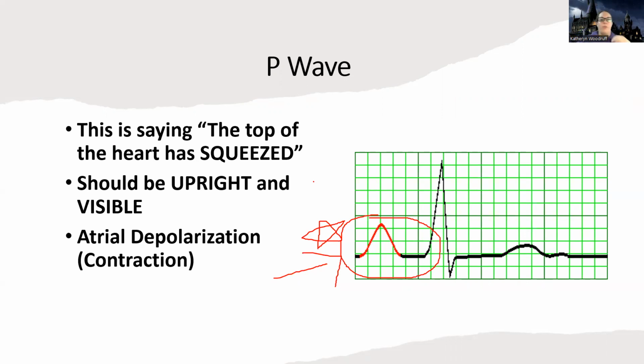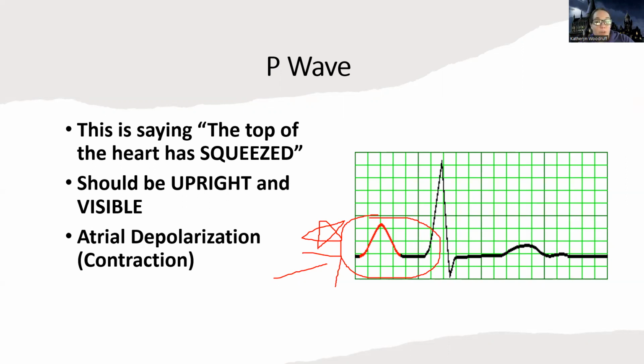So when you're starting to evaluate a rhythm, what you want to start with is: is there one of these hills before the pointy things? And really, what these P waves represent is that the top of the heart is contracting. It might just look like, oh, hey, there's one of those little hill things. But really what the heart is telling you is, hey, the message got sent for the top of my heart to squeeze and there was a contraction.